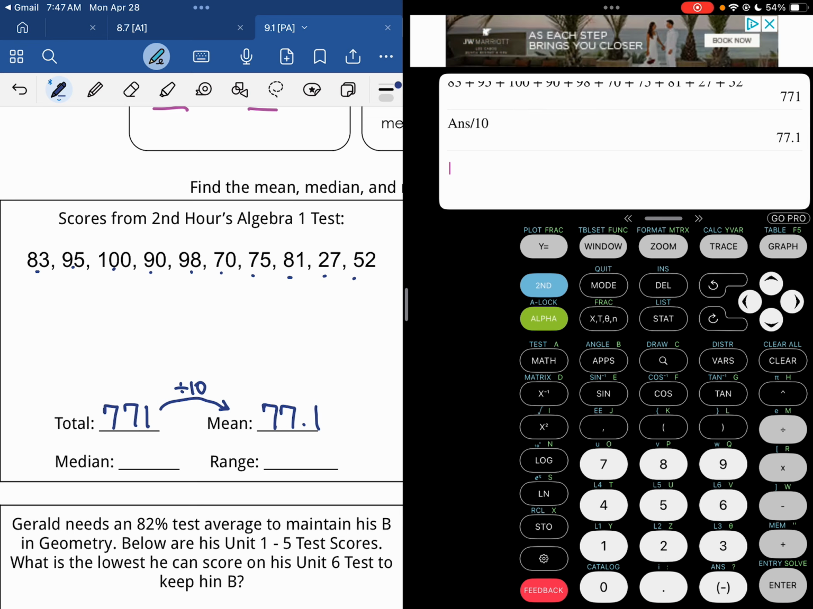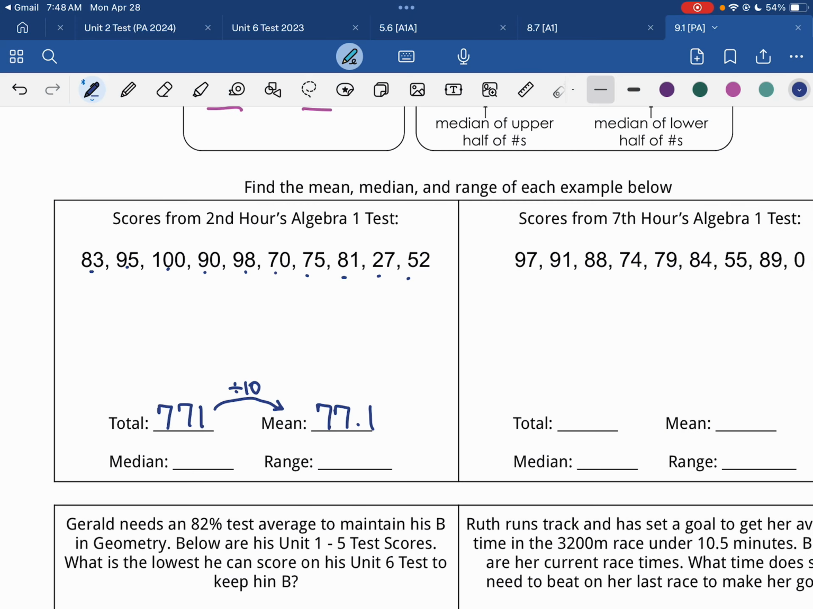Now, for the median, you have to list these numbers in order first. So I'm going to get rid of the calculator on the screen, and I'm going to look for the lowest test score that I see. I see 27 is the lowest. So I'm going to cross it out, and I'm going to write it down. Now, write it fairly small and move it all the way to the left because you still have to list all the other numbers. And then after 27, the next lowest I see is 52. And I'm going to put a comma in between. After 52, the next lowest I see is 70. And then 75.